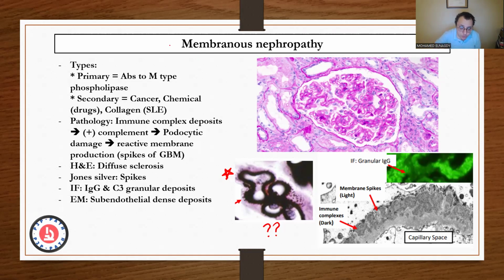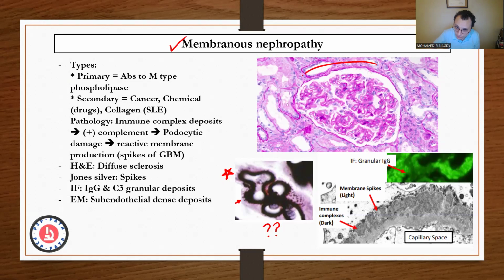So what do we need to know about membranous nephropathy? The catchy word in the name is membranous. Membranous means it's as if you have a whole membrane present all over the glomerulus. Remember that it's not focal, not segmental. It's all over the glomerulus.